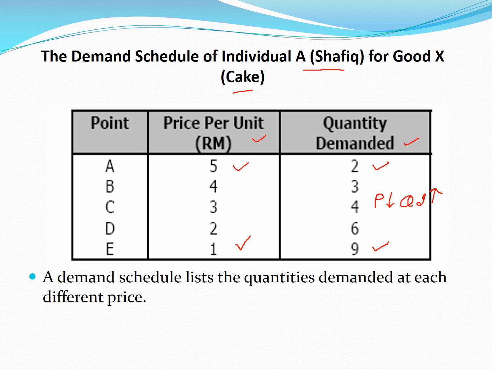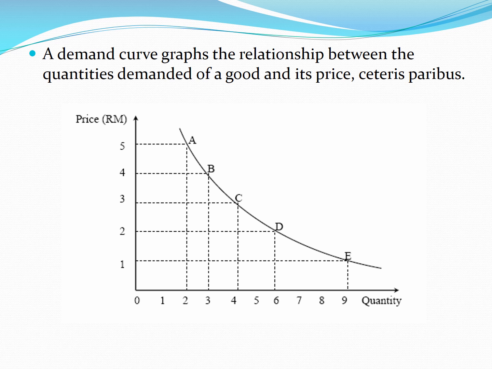So if you draw P and Q, the relationship is negative. If you plot Q and price, you get a negative slope, or downward sloping, representing the demand curve. This is the graph. When you plot the combination of 5 ringgit for cake, Shafiq only buys 2 units. If the price is cheaper at 1 ringgit, Shafiq is willing to buy more, at 9. You plot all the combinations and you will get a negative slope. So this is the demand curve.